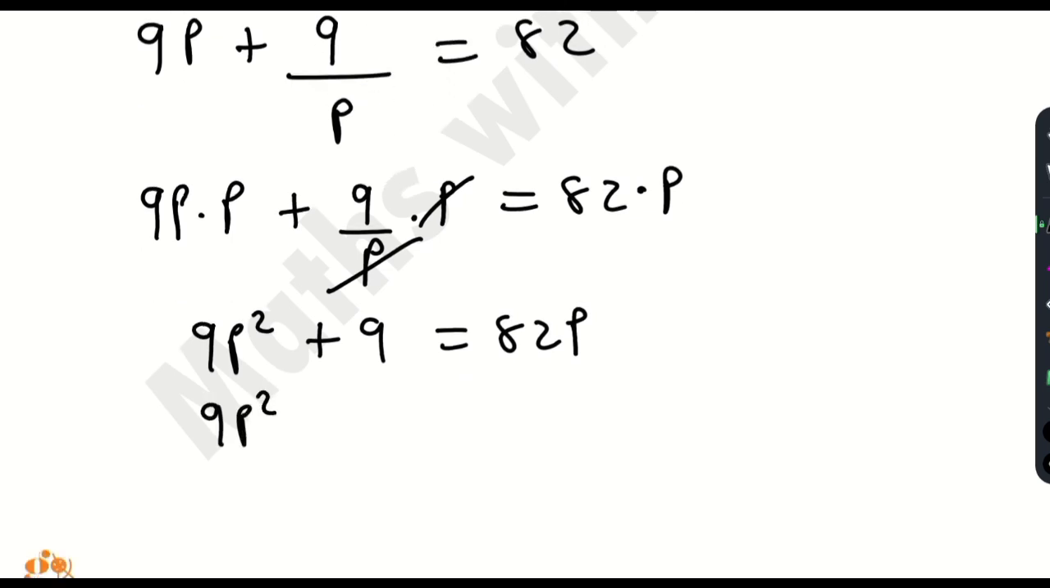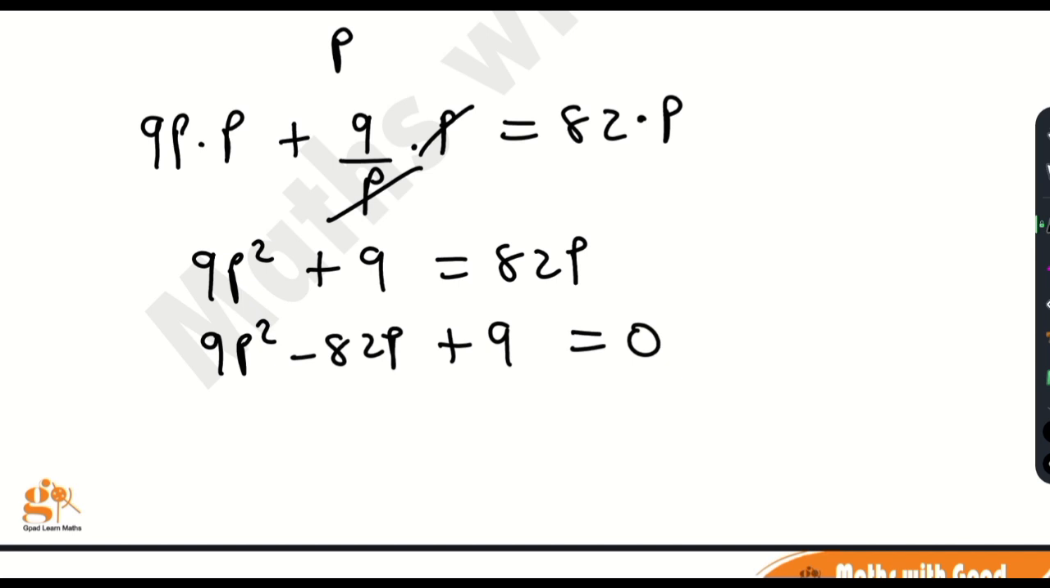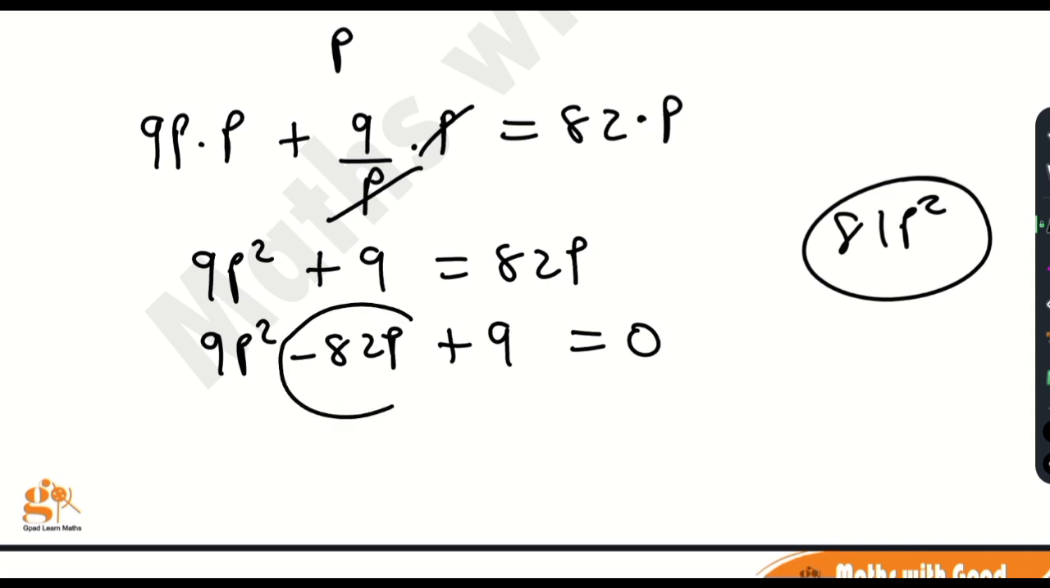So let's transpose 82p to the left hand side, so that I will have all the terms on one side. That will be 9p squared, you can just rearrange it as you do in quadratic equations, minus 82p and then plus the constant term 9, all equal to 0. So I'm going to factorize so that I can get the value of p. This is a quadratic equation. We'll think of 2 factors such that when we multiply 9 and 9p squared, we get 81p squared, and when we add these 2 factors, we get the middle term, which is negative 82p.